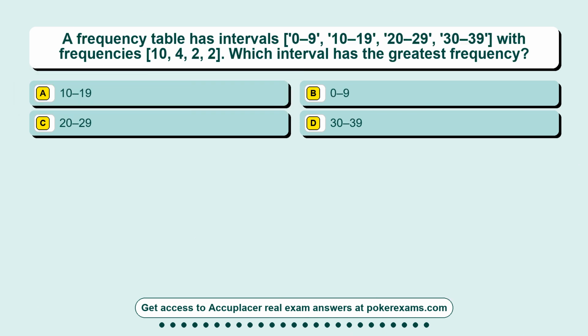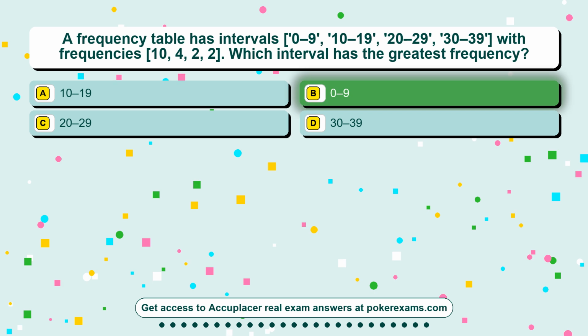Question 17. A frequency table has intervals 0 to 9, 10 to 19, 20 to 29, 30 to 39 with frequencies 10, 4, 2, 2. Which interval has the greatest frequency? Option A, 10 to 19. Option B, 0 to 9. Option C, 20 to 29. Option D, 30 to 39. The correct answer is option B, 0 to 9.